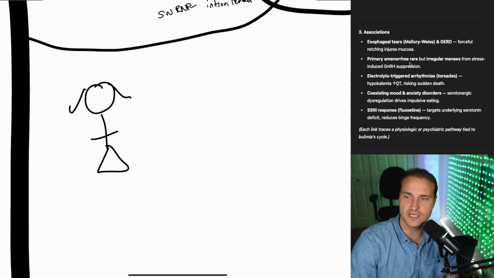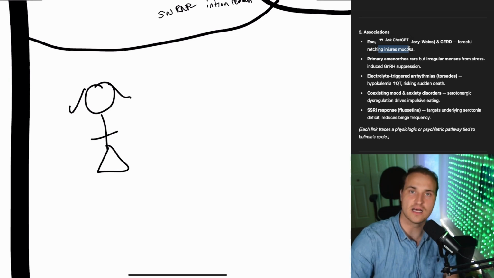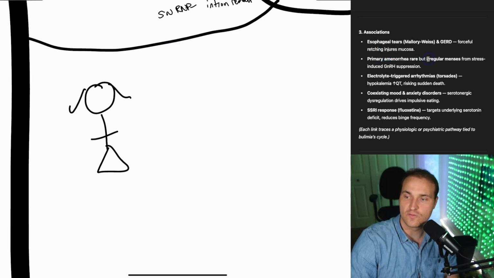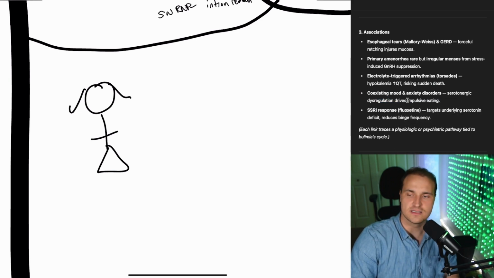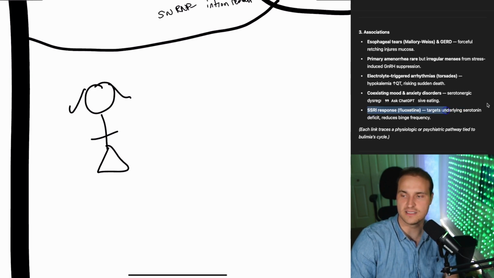Okay, so some associations, esophageal tears. So drinking a lot, intra-abdominal pressure could be raised there, forcing retching, causing the longitudinal problems in the esophagus. Primary amenorrhea, rare, but irregular menses from stress. Yeah, so this stress-induced GnRH can cause problems with period cycles. Electrolyte-triggered hypokalemia, prolonged QT, and risk of sudden death, coexisting mood problems, serotonergic dysregulation. Some of these syndromes you treat with SSRIs. Yeah, SSRI response, there it is, the fluoxetine, targeting underlying serotonin deficits, reducing your frequency.